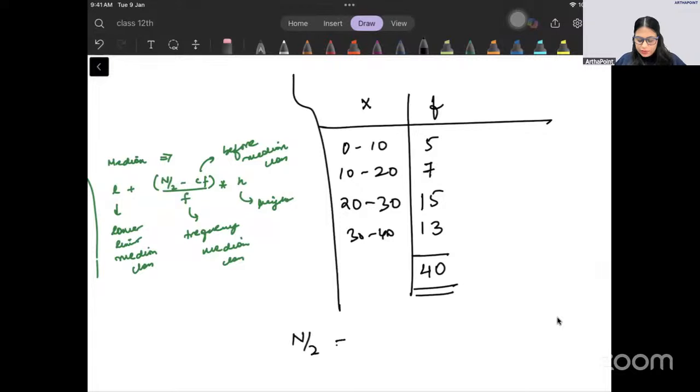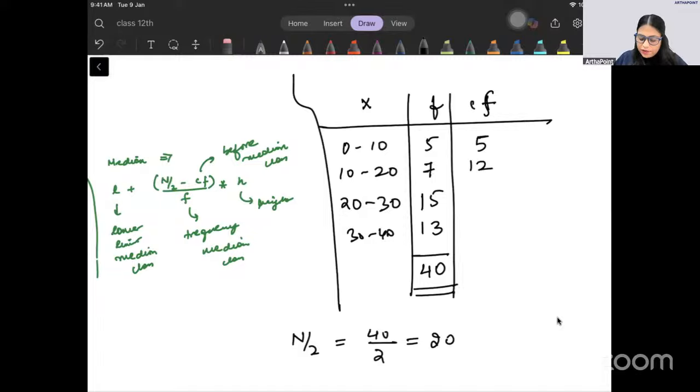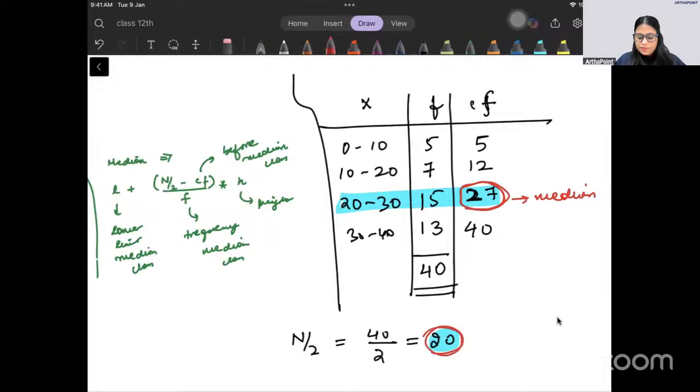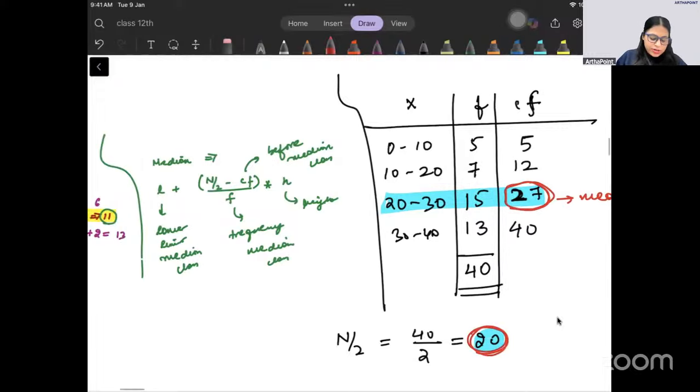So n by 2 will be 40 divided by 2, 20. Now I find cumulative frequency. So 5, 12, 12 plus 15, 27 and 40. ठीक है. अब मुझे निकालना है मीडियन क्लास क्या है. So for that it should exceed n by 2. It should exceed 20. So ये रहा 27. So this is my median class, because its CF is exceeding this 20. ठीक है. Now I will put it in the formula.